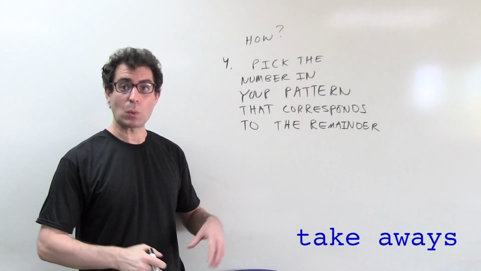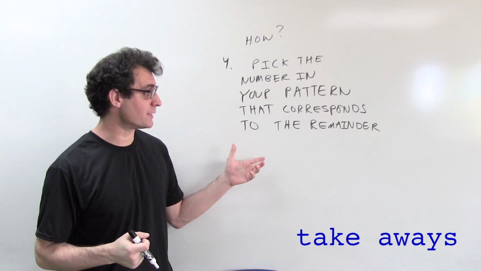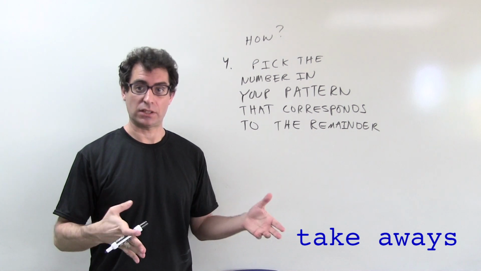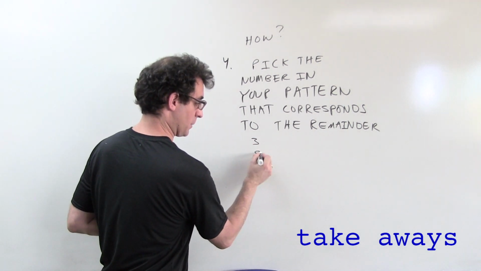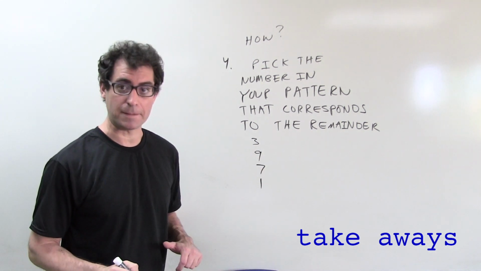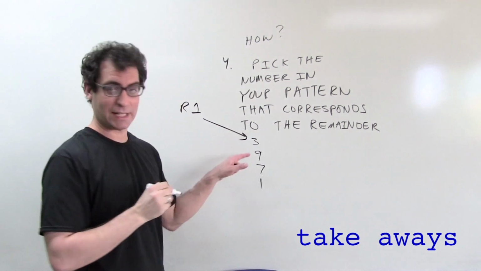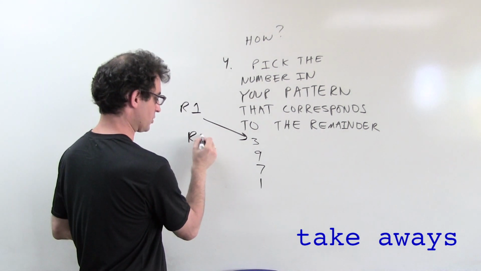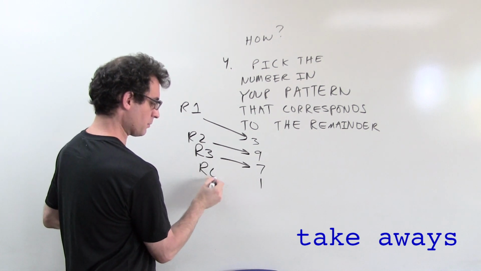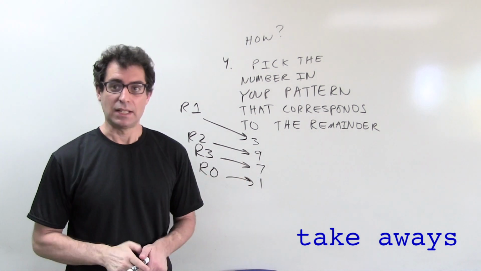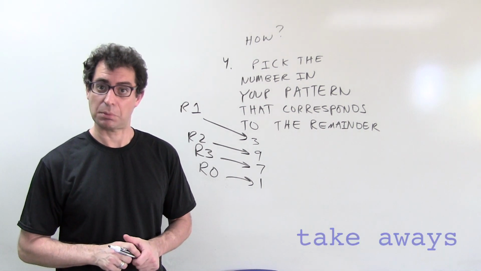Step 4, you want to pick the number in your pattern that corresponds to the remainder. So for example, if your base was 3 and the pattern is 3971, if your remainder was 1, we get a 3. If your remainder is 2, it's a 9. Remainder of 3, it's a 7. Remainder of 0, it's a 1. That's the 4 steps to solving this kind of problem.